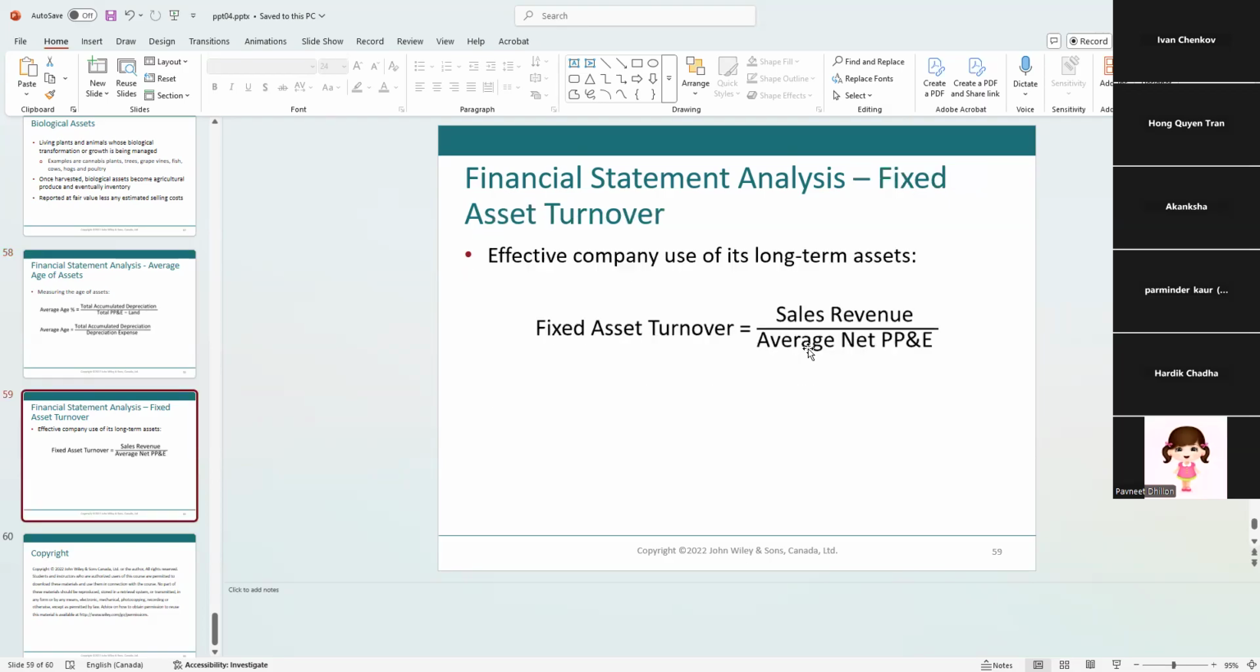And for the financial ratios, you're going to have the fixed asset turnover, which is going to be sales revenue divided by average net property, plant, and equipment. Again, you get net property, plant, and equipment as the property, plant, and equipment less accumulated amortization. And then you're going to see how much sales revenue is, and you're going to see your fixed asset turnover.